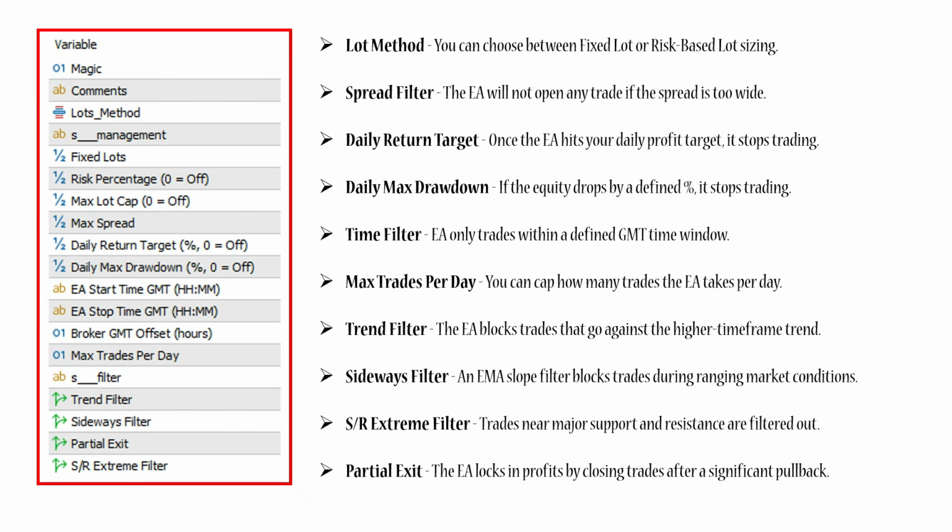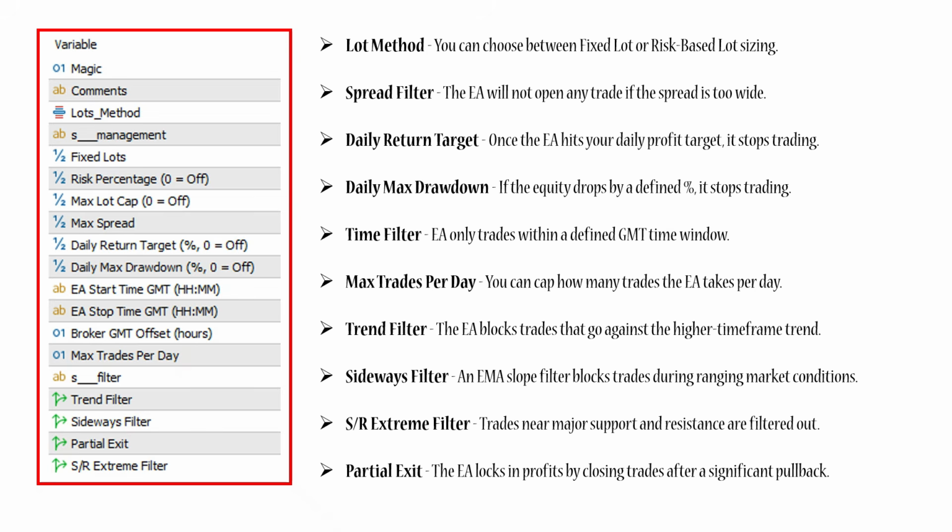Lot method. You can choose between fixed lot or risk-based lot sizing. With risk-based, the EA calculates your position size automatically based on a percentage of your equity, so your risk per trade stays consistent as your account grows. There's also a max lot cap to keep things safe, even if the account scales fast.